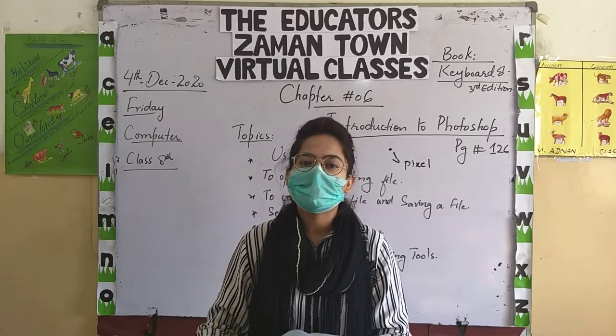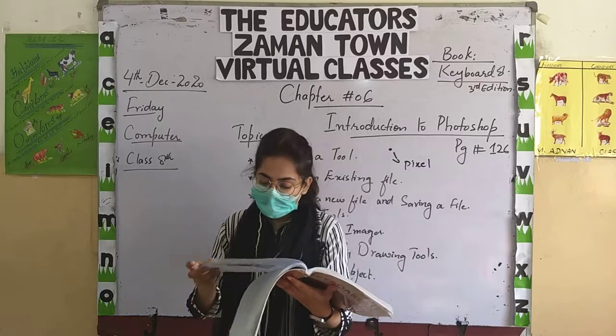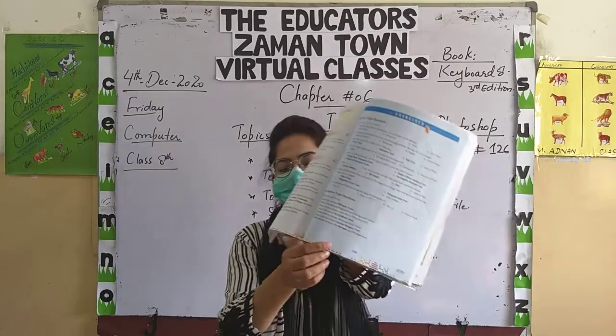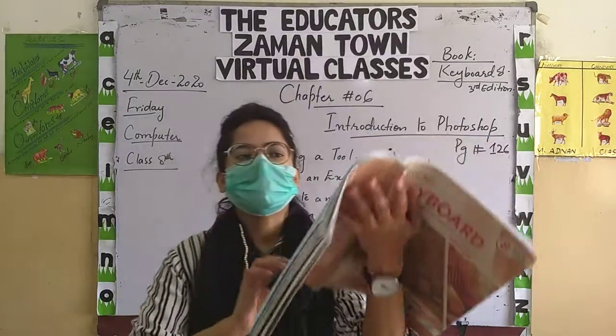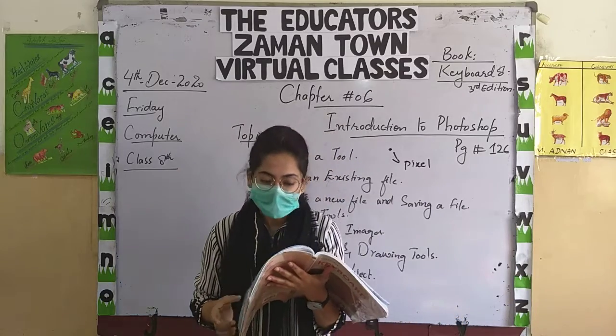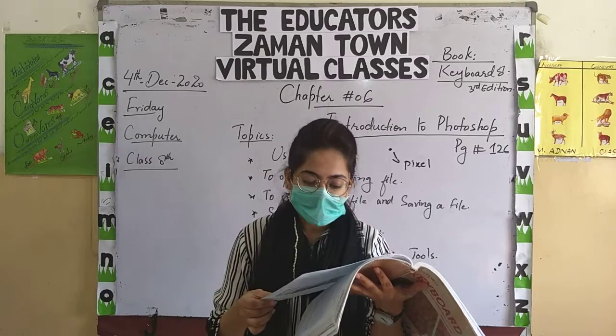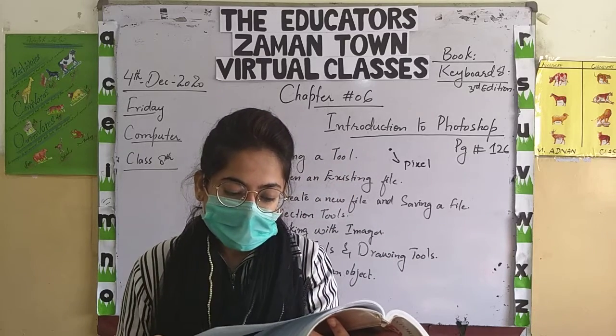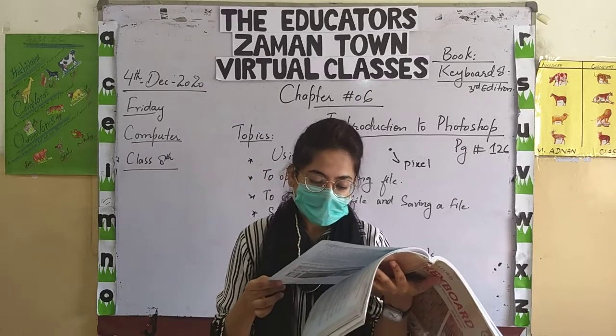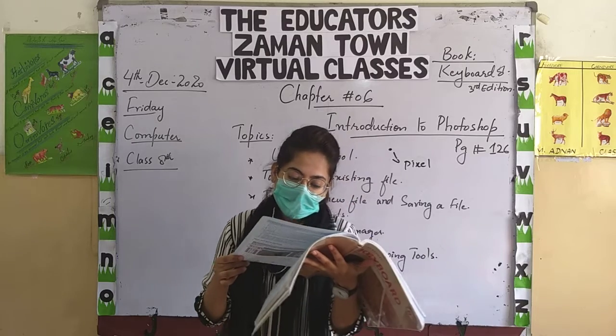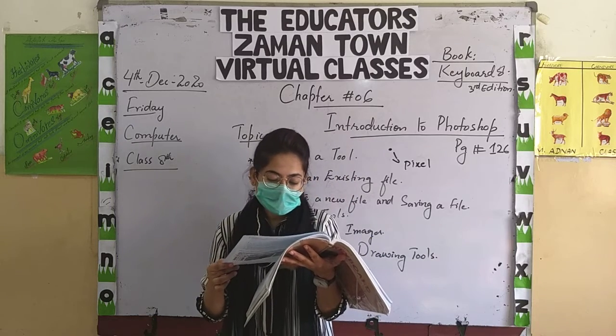Now I am going to explain to you about your homework. So come on page 139. On page 139, first of all you have to complete all the objectives from the book and then do question number 8, name the various marquee tools. Question number 2, what is the default foreground and background color. Question number 3, how can you create a new file in Photoshop.